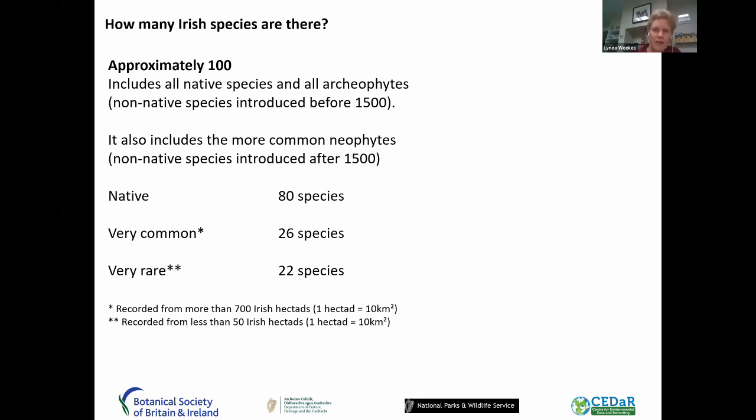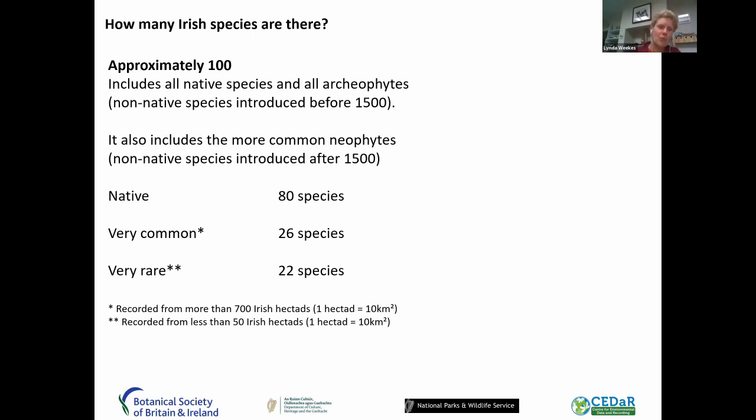So 100 species includes all the native species and all archaeophytes. Archaeophytes are plants or grasses that were non-native but were introduced before the 1500s. It also includes the common neophytes. Those are introduced species, non-natives that have been in Ireland since the 1500s. So you can more or less take it that they've been here a long, long time. And it's a bit Irish, isn't it? Once a blow-in, always a blow-in, even if you're here for hundreds of years.